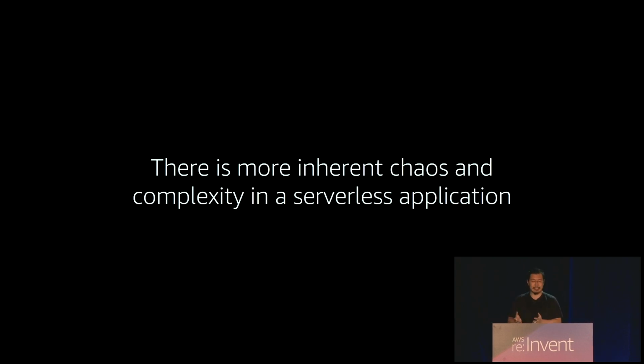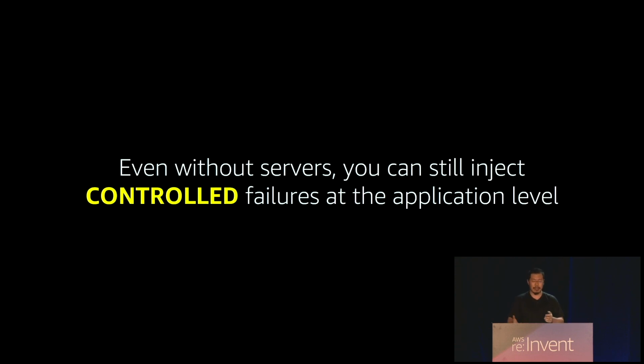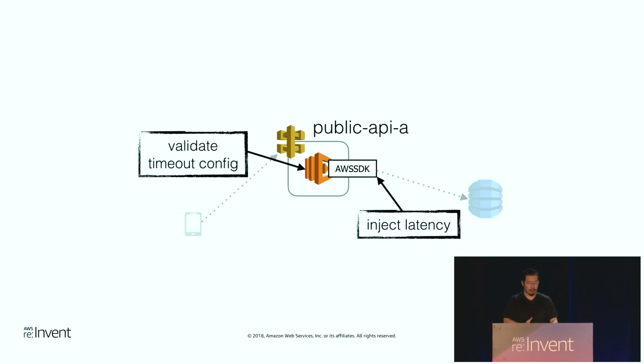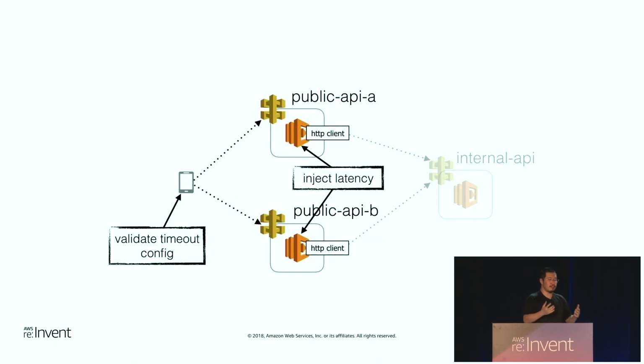And with serverless technologies like AWS Lambda, there is a lot more inherent complexity and chaos in the architecture. And if anything, there's even more need for us to use chaos engineering practices to identify those weaknesses early so that we can then go ahead and harden our applications and make them more resilient. And even without servers, you can still inject controlled failures into the system at the application level, by potentially injecting errors and latency into HTTP clients or into the AWS SDK our functions use, or into the functions themselves directly.